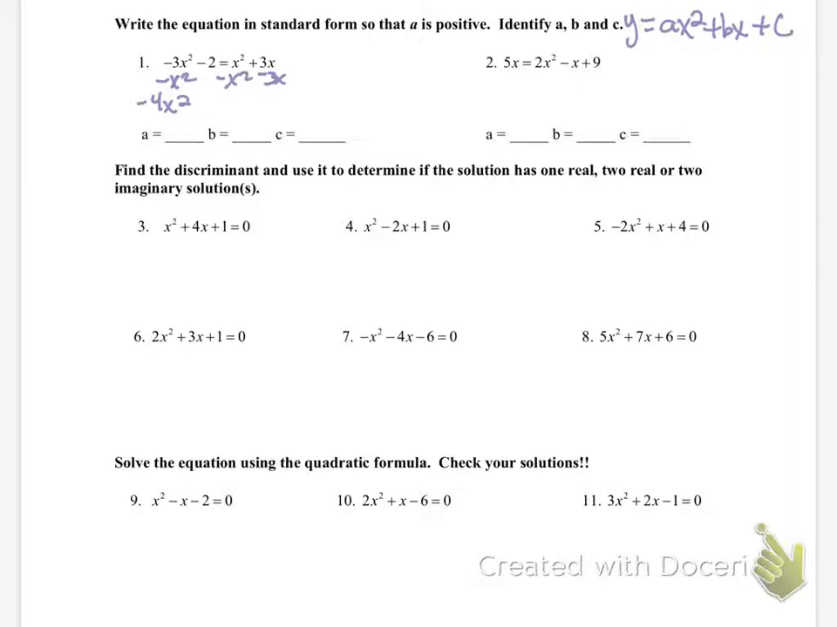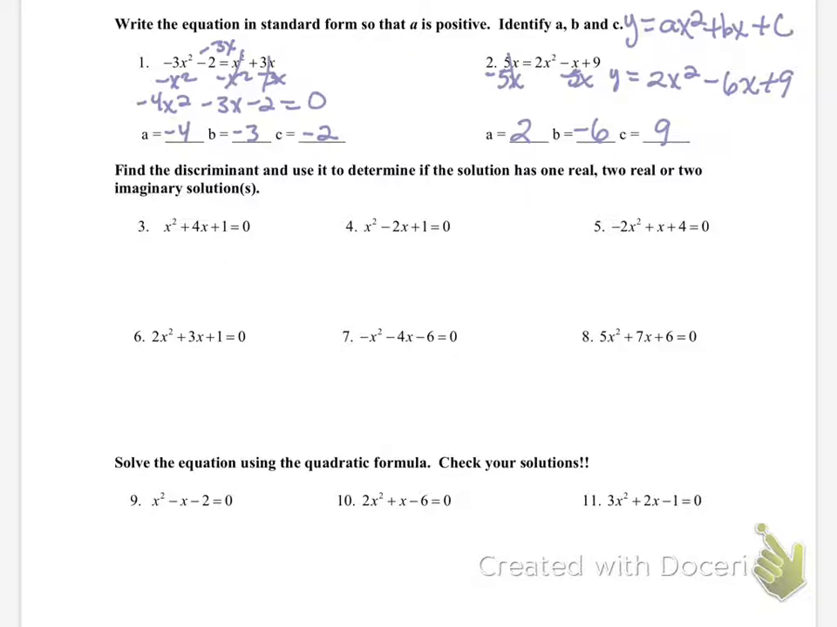You have to move or subtract 3x. So minus 3x minus 2 equals, hopefully everything canceled, 0. So now A is negative 4, B is negative 3, C is negative 2. This is actually where we started when we first started this chapter. So hopefully this part isn't new, but we're just coming full circle to study it again. So now I've got 2x squared minus, what's that, 6x plus 9? So A is 2, B is negative 6, C is 9.